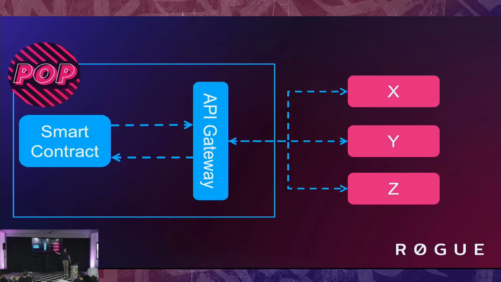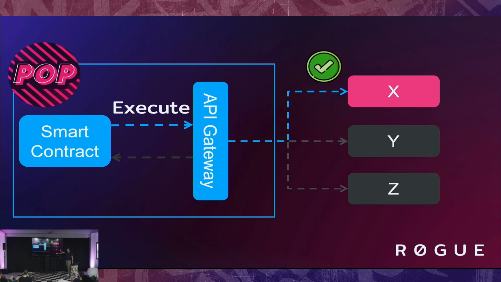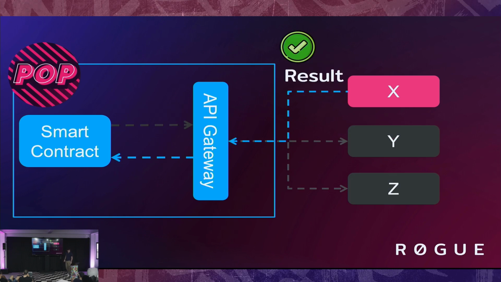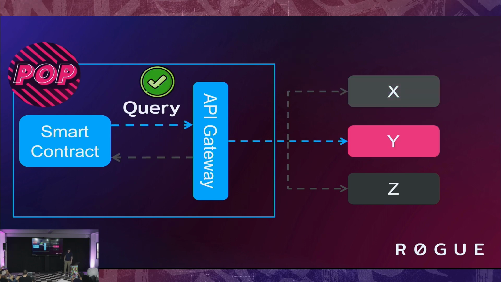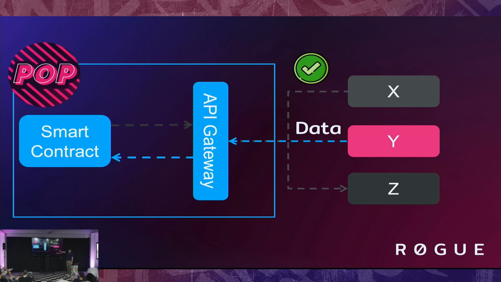So here's this diagram in a little different way. Now we have POP Network in the mix. POP Network is a parachain where smart contracts can be deployed. And through this gateway that we provide, you can use the services, the parachains that Polkadot has. You can execute things, and you can get a result that is sent back and automatically called into your smart contract. Similarly, you can query data from a parachain, and you can get the data automatically reported back to your smart contract.